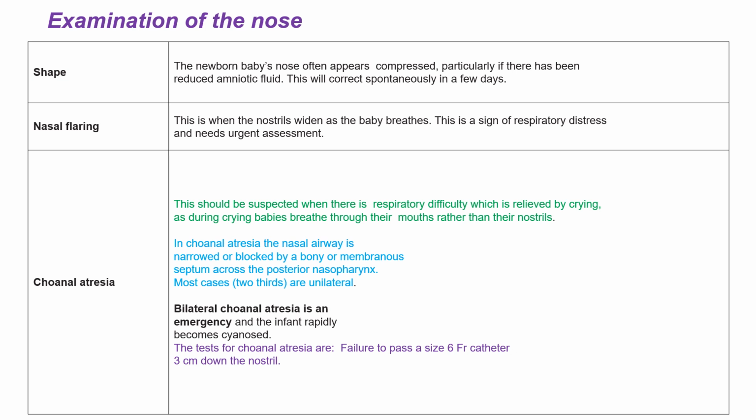In choanal atresia, the nasal airway is narrowed or blocked by a bony or membranous septum across the posterior nasopharynx, and in most cases, two-thirds are unilateral. When choanal atresia is bilateral, it is an emergency, and the infant rapidly becomes cyanosed. The emergency test for choanal atresia is to try to pass a number 6 catheter 3 cm down the nostril. If we can't, it is choanal atresia.